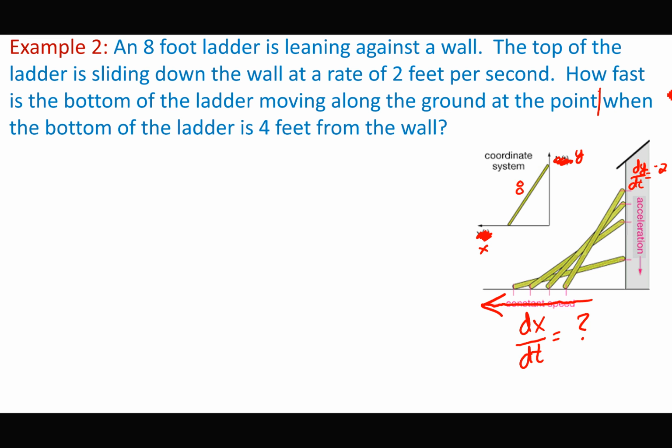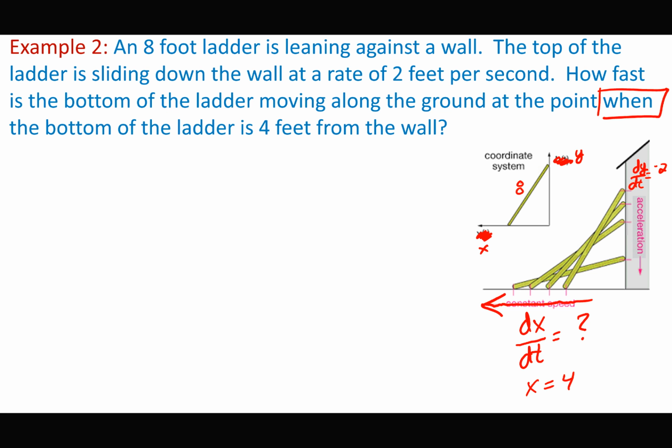All right. So whenever you see this, and you'll see it in every problem, at the point when, that number, hold off. That's going to come in at the end. So you're not putting that in yet. At the point when the bottom of the ladder is 4 feet from the wall. So I just make a note here and I would say x is 4. Okay. So that's kind of like that spot when it's 4 feet from the wall. We got to do all our derivative stuff before we tackle the when portion of it.